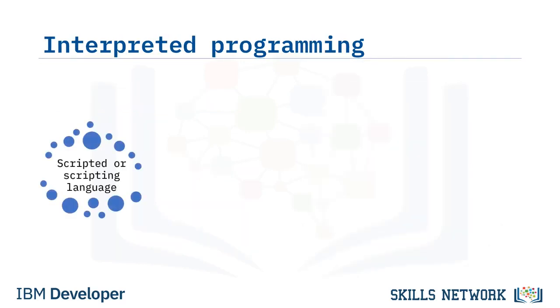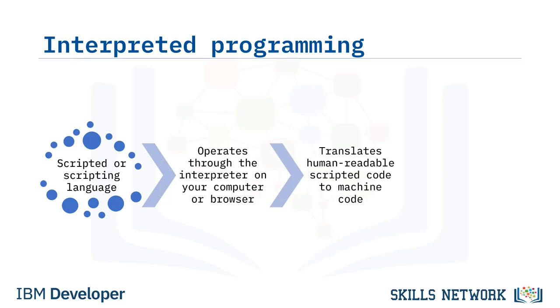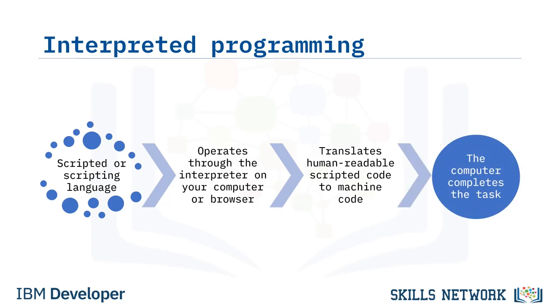Interpreted language is also commonly referred to as scripted or scripting language. Programs written in interpreted or scripted language, like Python and HTML, run through the programming interpreter on your computer's operating system or in your web browser. Remember that programming languages are in human-readable code, so the interpreter takes the human-readable scripted code and then translates it into machine code, enabling the computer to complete the requested task.